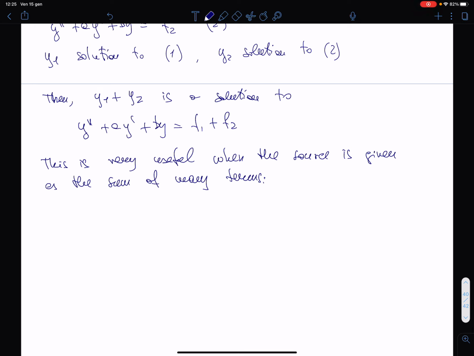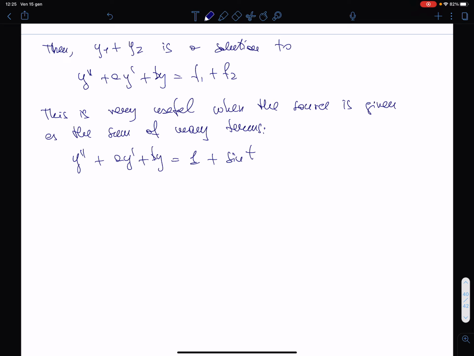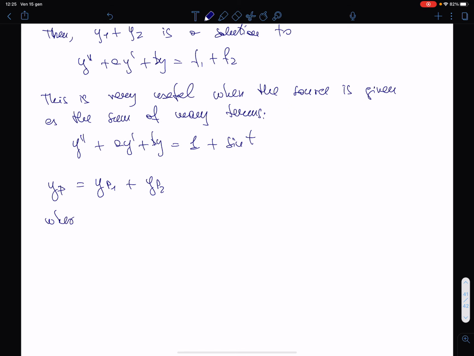For instance, if you have y second plus a y prime plus b y is equal to 1 plus sine of t, and in order to find a particular solution yp, this will be yp1 plus yp2, where yp1 is a particular solution to the equation with the same homogeneous part, but only 1 as a source term, and yp2 satisfies yp2 second plus a yp2 prime plus b yp2 equal to sine of t.